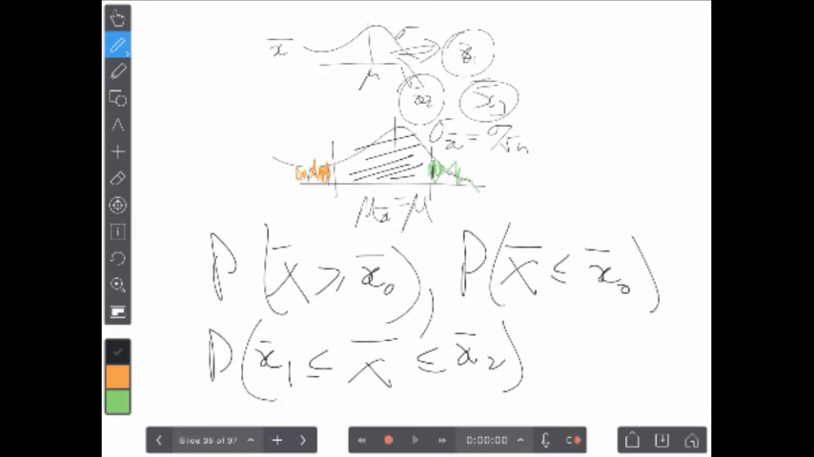Now, we could also find probabilities with, hello Sanjay, how are you? We could find probabilities with the t-distribution.